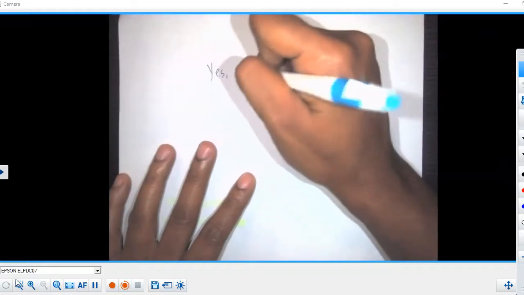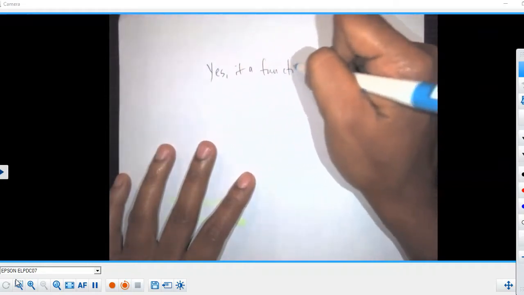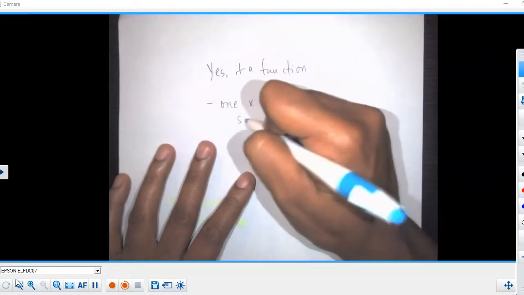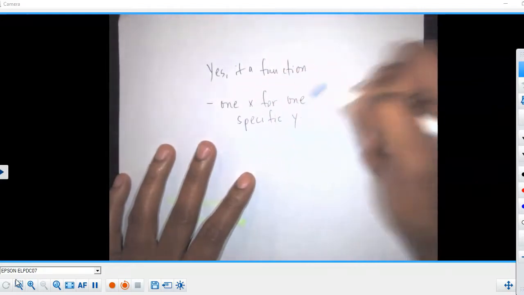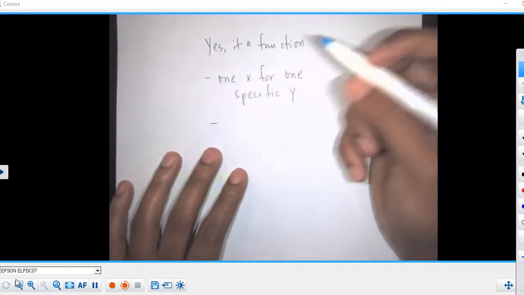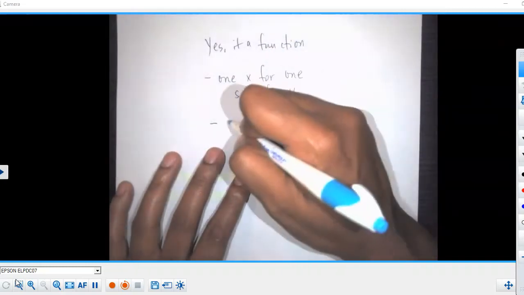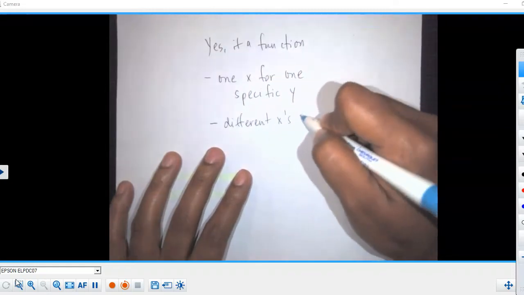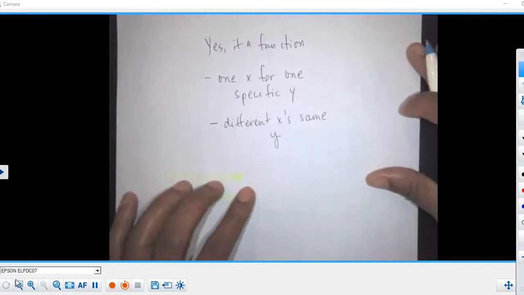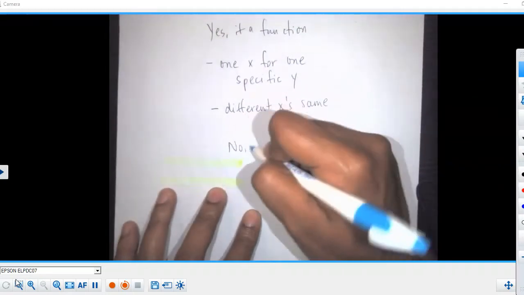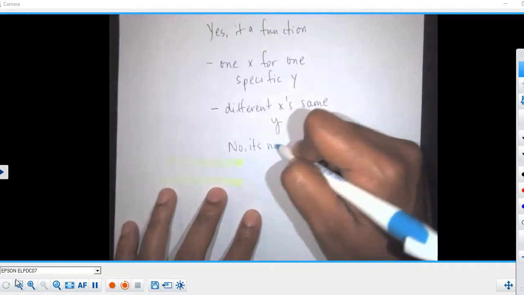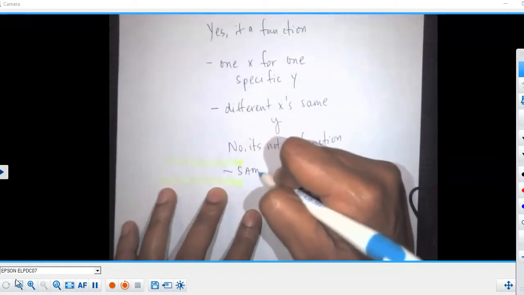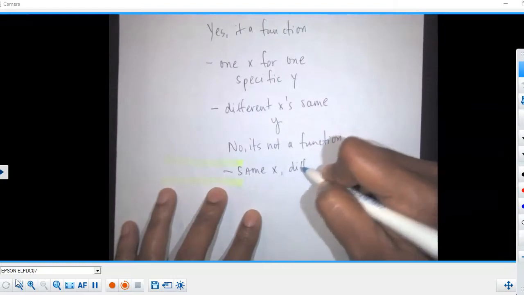So yes, it's a function if we have one x for one specific y. It's a yes if we have different x's, same y. And it's a no. It's not a function when we have only this case: same x, different y's.